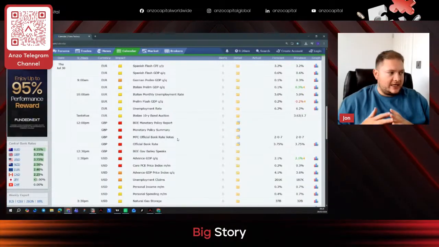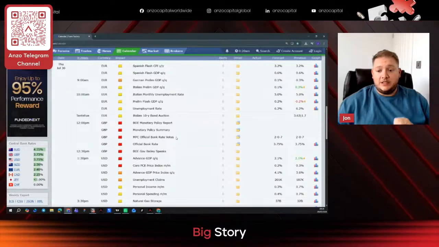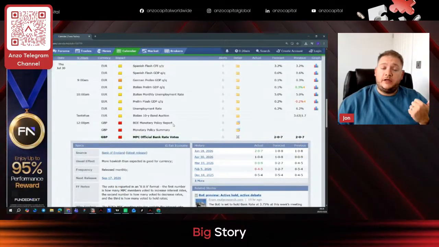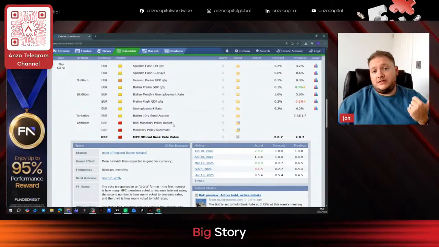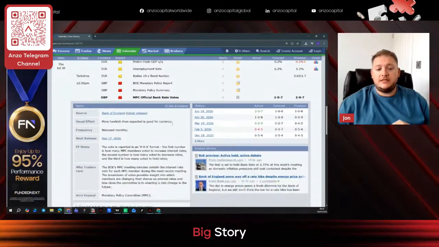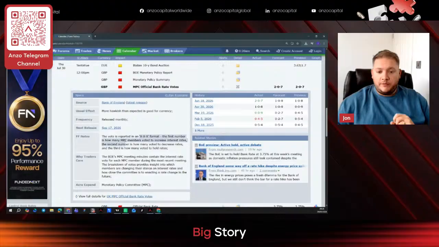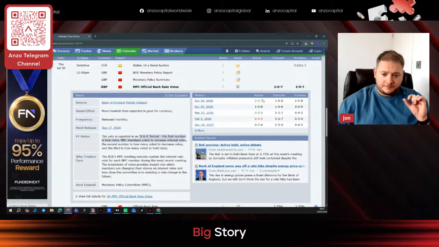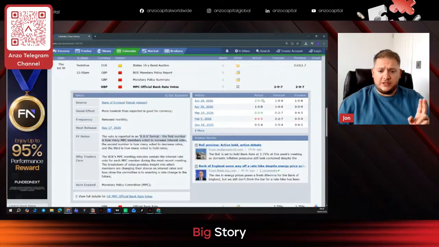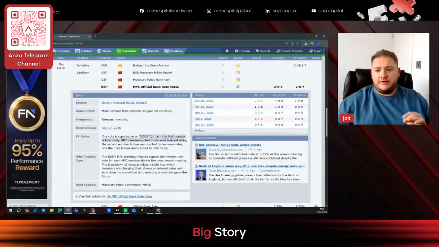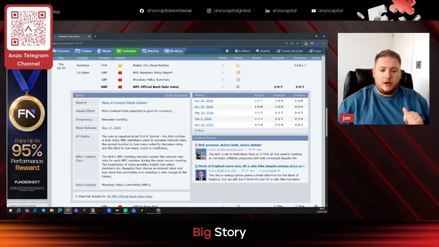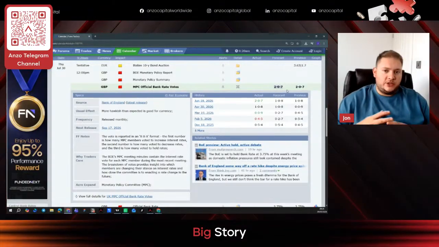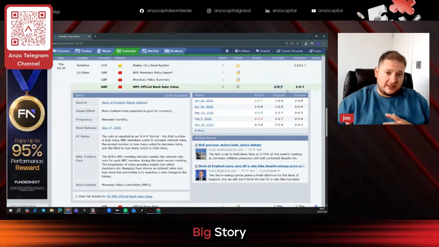Now this is something that we need to look at when it comes to this particular event, because it shows us how many members are sort of wanting to hold interest rates, hike interest rates, or cut interest rates. So the first number in the format is represented by increases in rates. Last time we had two members wanting to increase interest rates. The second number is decrease, and the third number is hold, and 7 of the members wanted to hold interest rates.